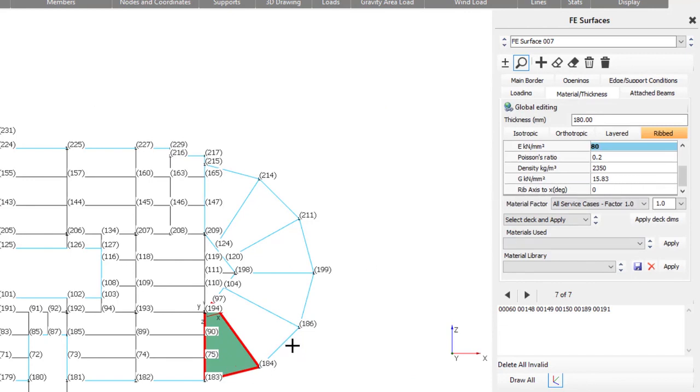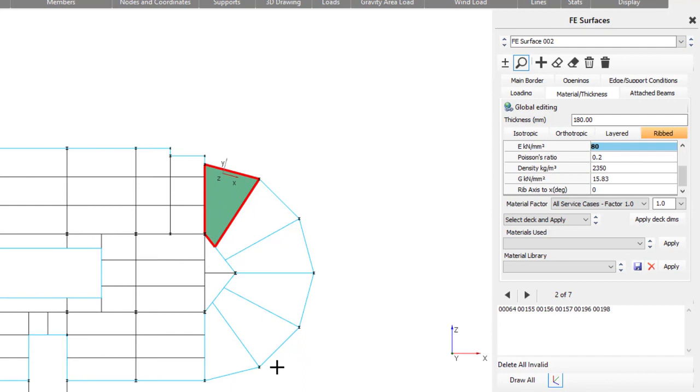So each of these is set parallel to this outer surface, and that acts as a good averaged strip around the deck for these areas. And that's all very straightforward. Now, turn off the node numbers. The next thing we want to consider is the attached beams in these areas.